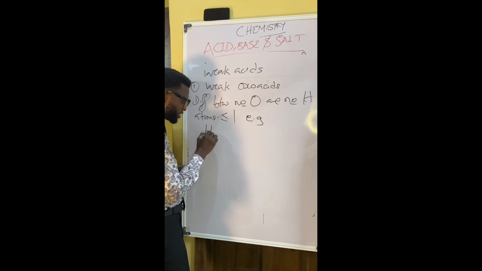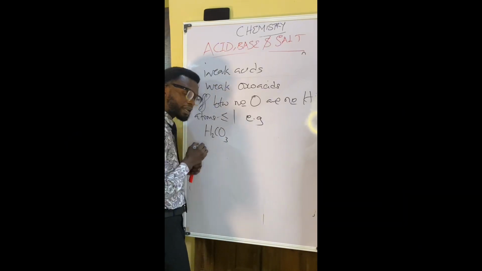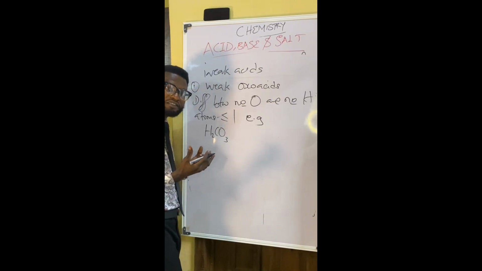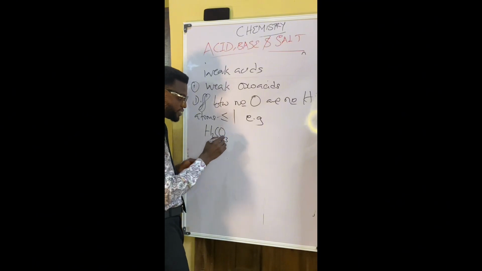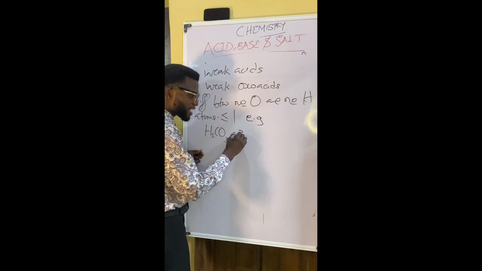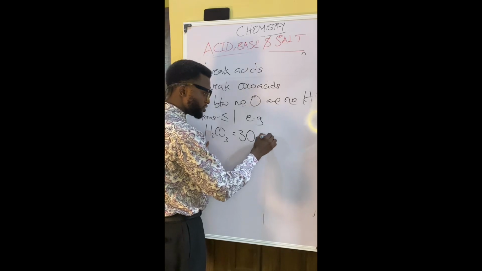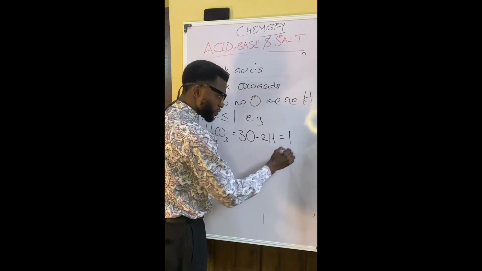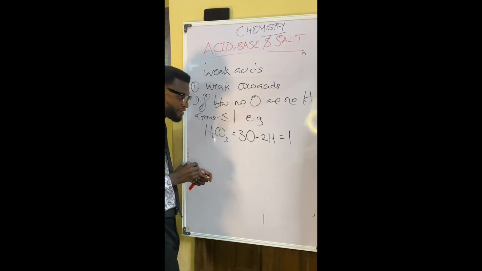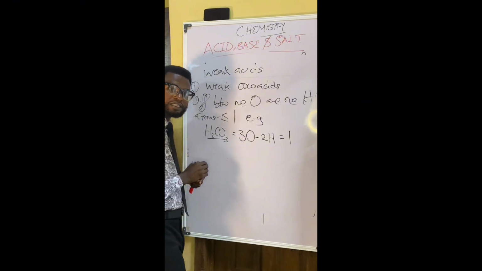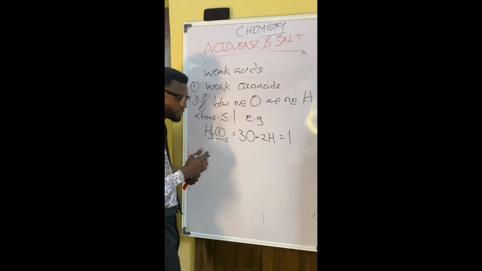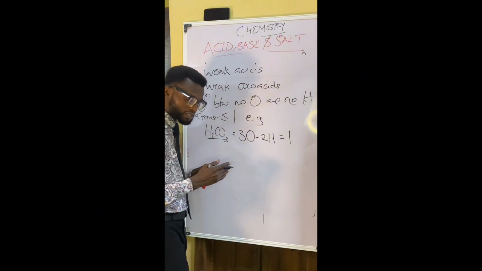we have here H2CO3, trioxocarbonate 4 acid, trivial name carbonic acid. The number of oxygen atoms is 3. The number of hydrogen atoms is 2. The difference is 1. In that event, carbonic acid or trioxocarbonate 4 acid is a weak oxo acid.